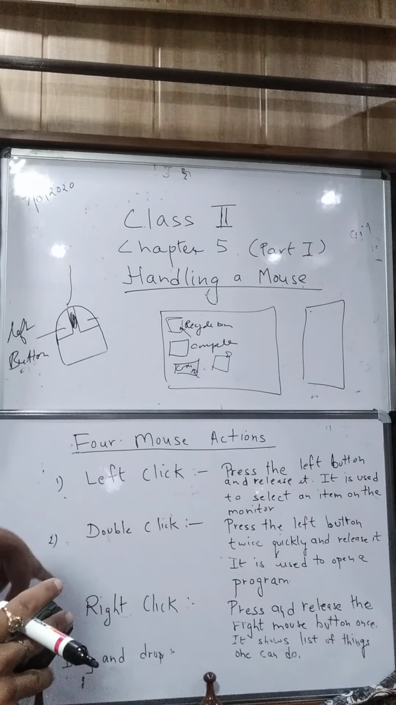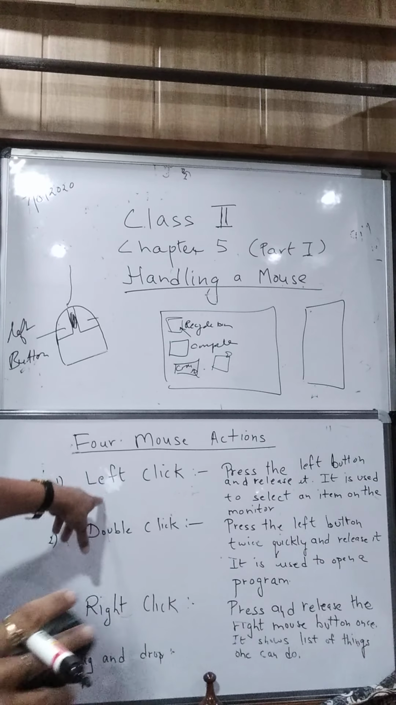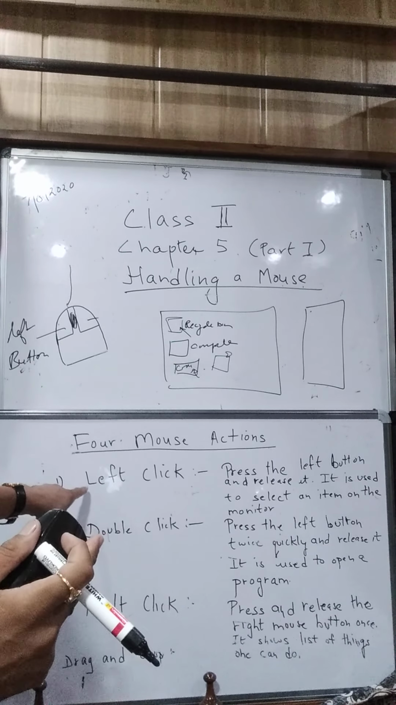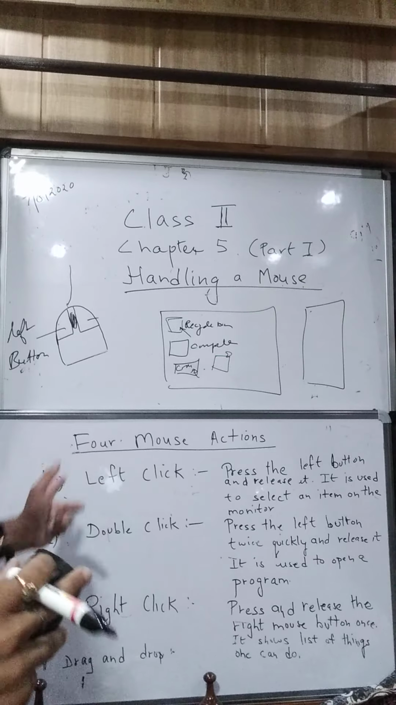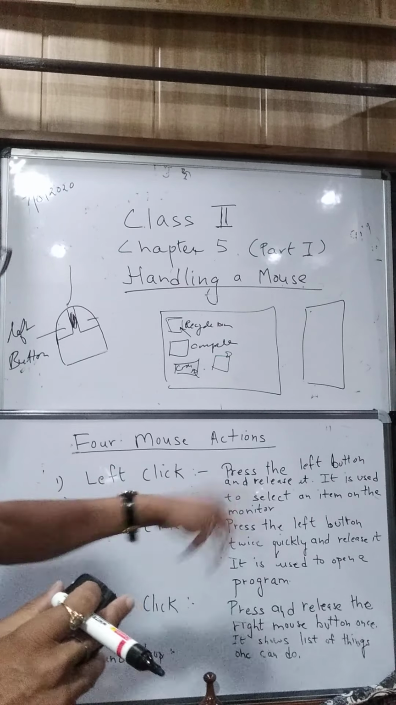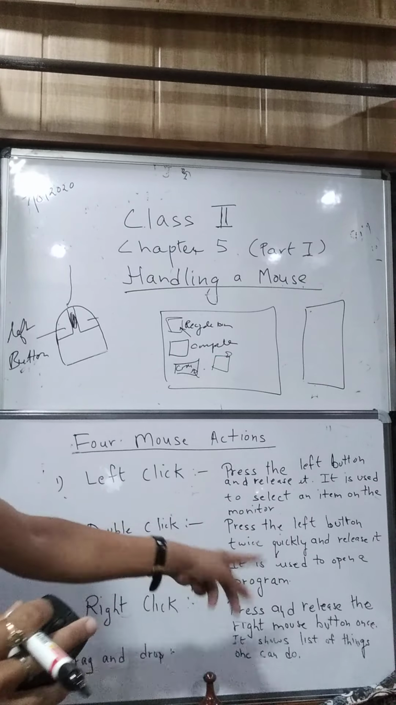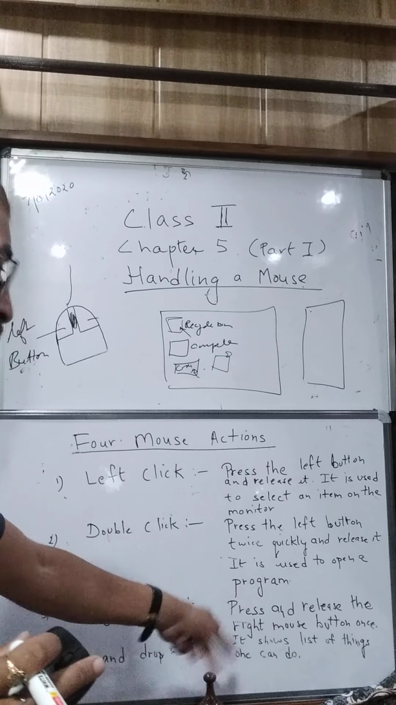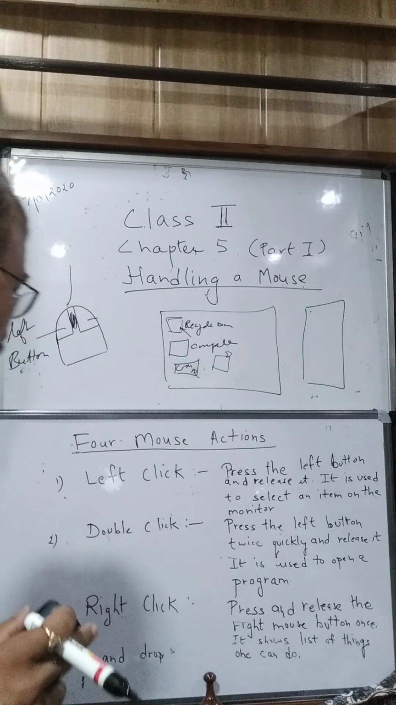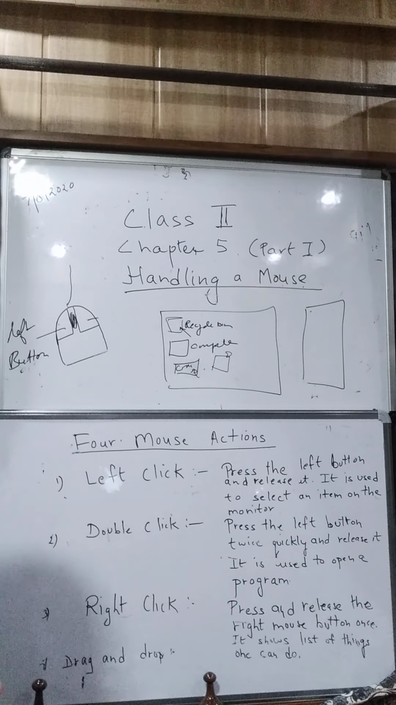So again, what is left click? When I press the left button and release it. It is used to select an item on the monitor. Double click: press the left button twice quickly and release it. It is used to open a program. Now, what is right click? Press and release the right button, and it shows a list of things we can do. And the fourth is drag and drop.